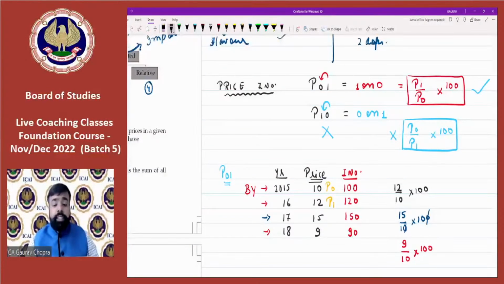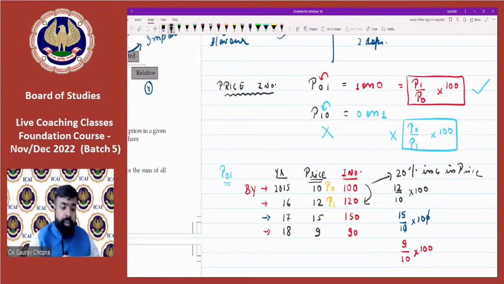If the index number in 15 was 100 and then it increased to 120, it shows that prices have increased on an average by 20%. So there is a 20% increase in price. Then when the index number increases to 150, what will be the comment?